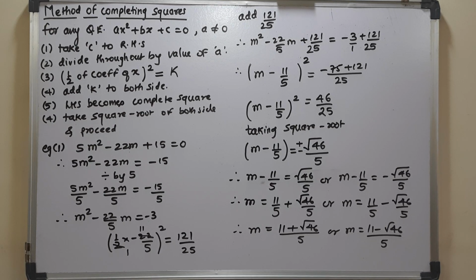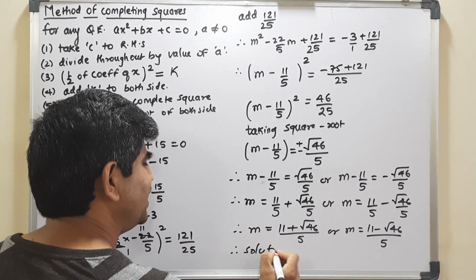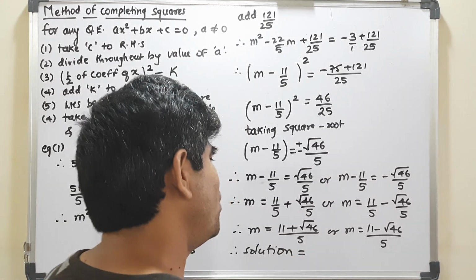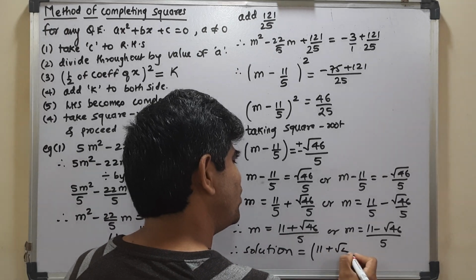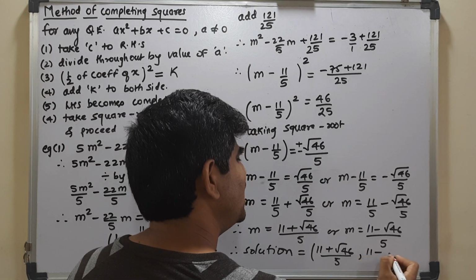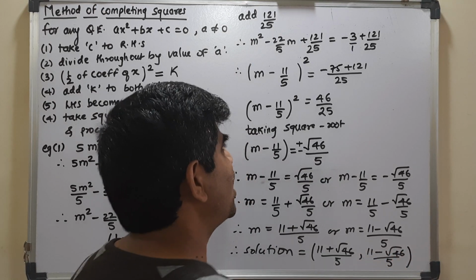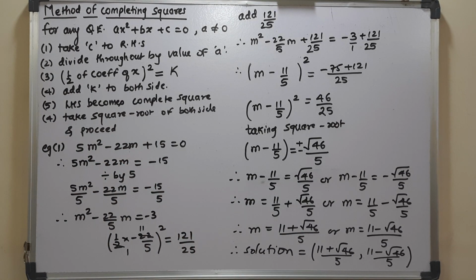Okay? I hope you understood. Now you will write the final line, which is very important, 1 mark carrying line. Solution, as I told you, only write solution. Then the round bracket, 11 plus root 46 by 5, comma, 11 minus root 46 by 5. Round bracket only. Okay? So have a look at this.